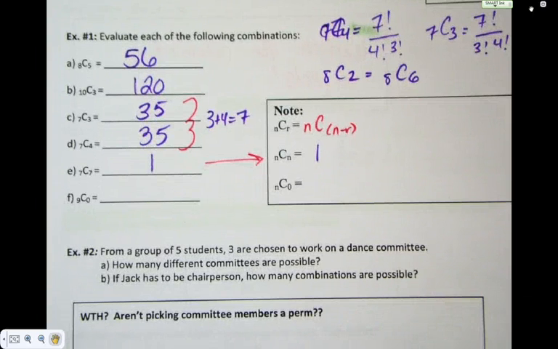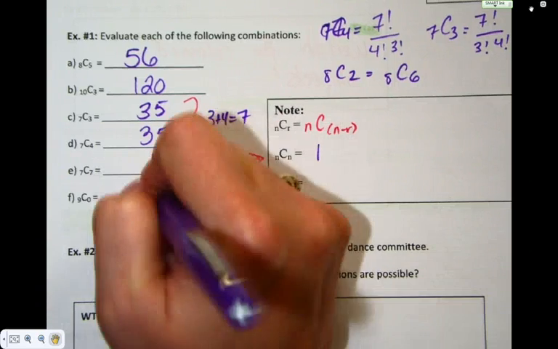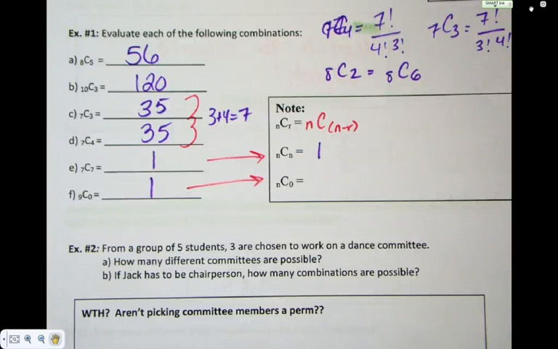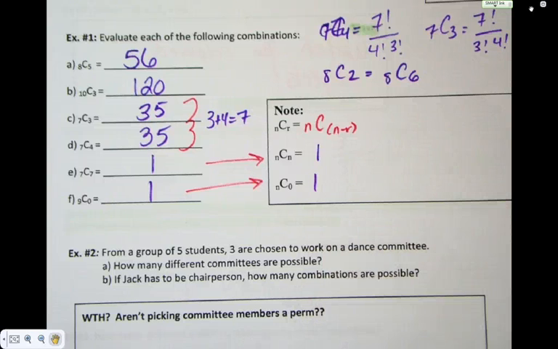What about 9C0? So that means you have 9 objects, and you are picking 0. Well, how many ways can you do that? 1. Which leads us to the third general rule that nC0, doesn't matter what n is, is always going to be 1. Those are going to become important a little bit today, but more specifically when we do binomial theorem.